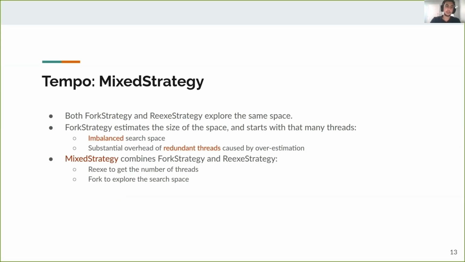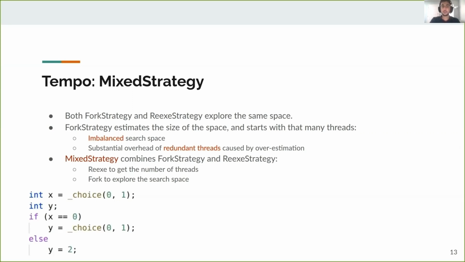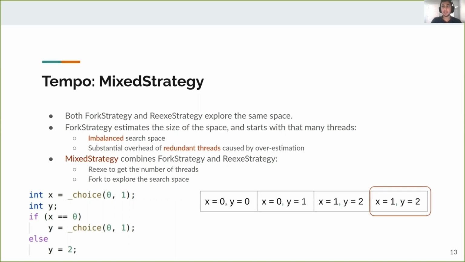To see how this can happen, let's look at this program on the bottom right. Here we have 2 choices. However, the second choice will only be executed if the first choice returns 0. Fork strategy will estimate that the total number of threads needed is 4. And after exploring this program, we will reach this state. As you can see, the total number of unique combinations of choice values is only 3. So we have an extra redundant thread that does not contribute to exploration.